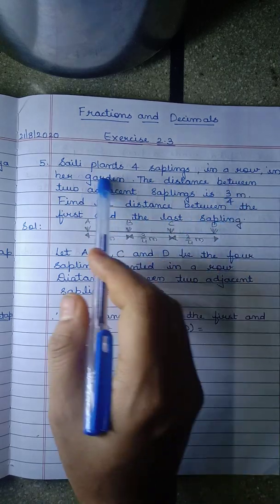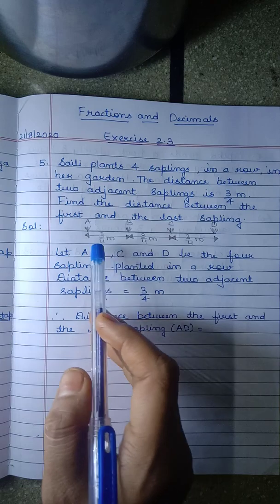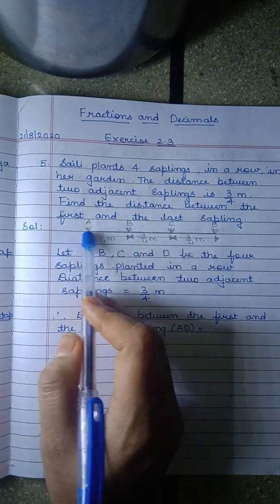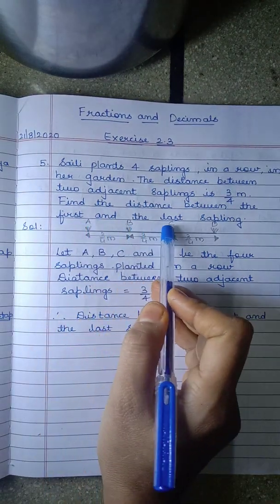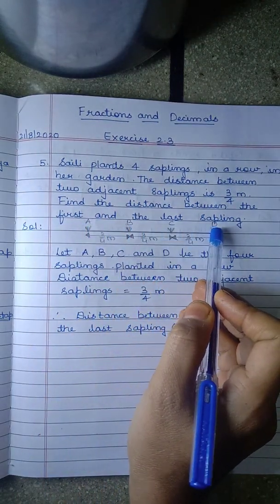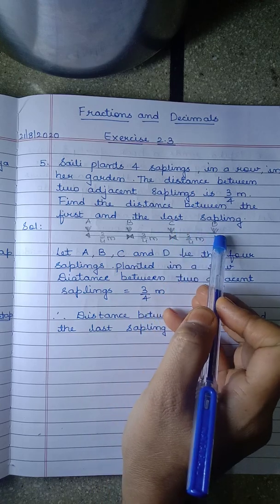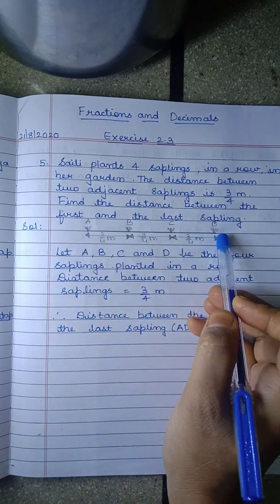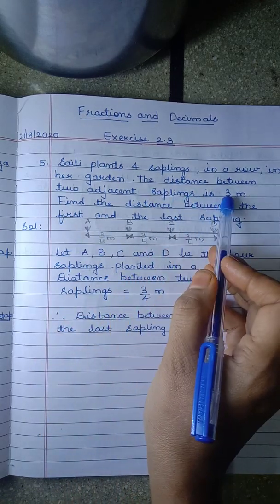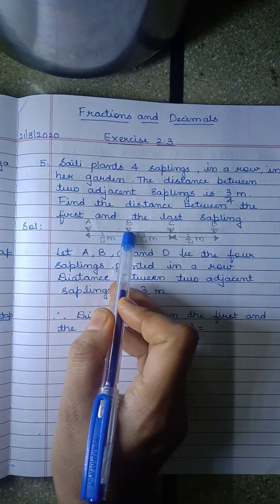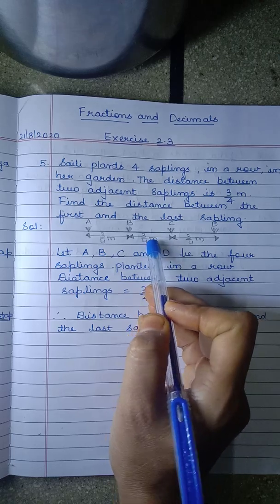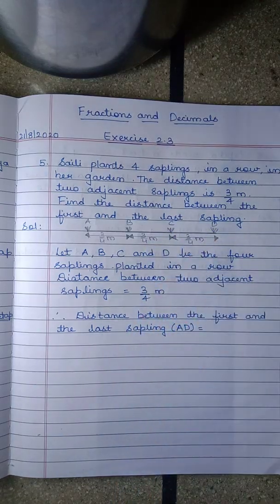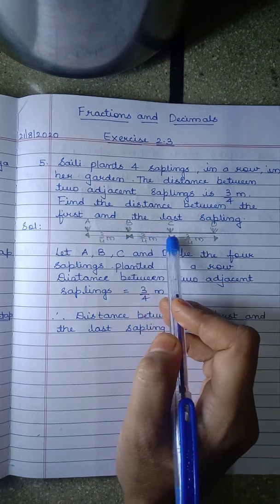Okay, so Siley has planted 4 saplings in a row. You can see I have drawn the figure to explain that. Here A, B, C and D represent 4 saplings in a row. The distance between two adjacent saplings is 3 by 4 meter they have given. The distance between A and B is 3 by 4, between B and C is 3 by 4, between C and D is 3 by 4.